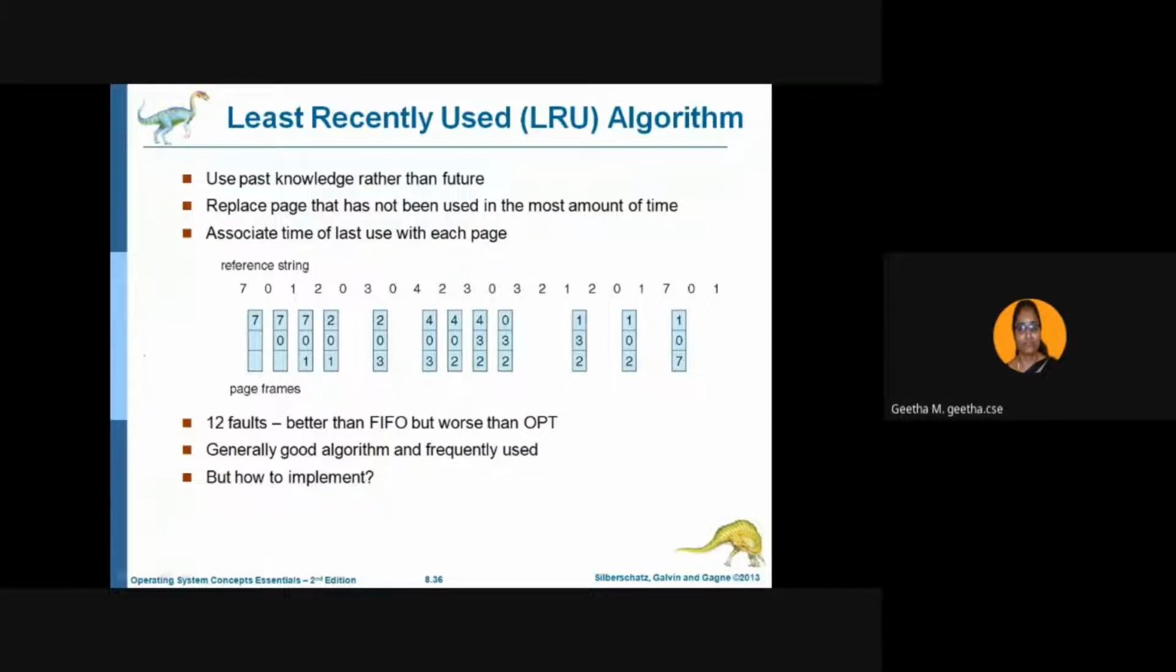So that's why they say that this algorithm makes use of the past knowledge rather than the future. The optimal algorithm makes use of the future information, whereas the FIFO and LRU make use of the past information.